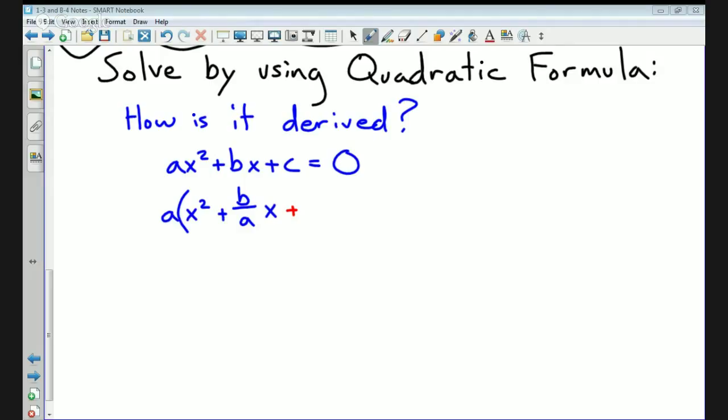And then I'm going to go ahead and put in a little blank here because I'm going to add some stuff in and put the square in these parentheses. The c, I'm going to move that to the other side. So I have negative c over here, and then I have plus a times something, whatever I have to add in to complete that square. I'll go ahead and continue having my blanks the same color.